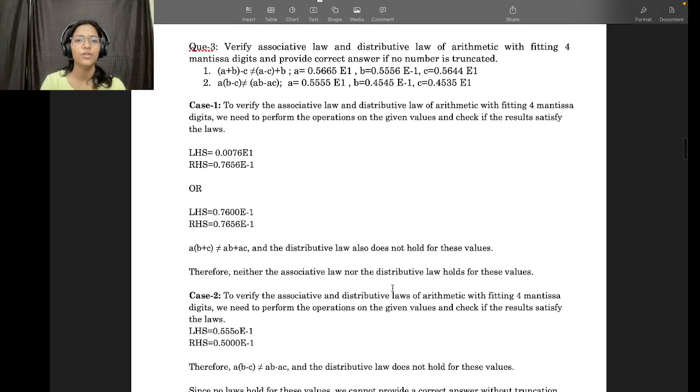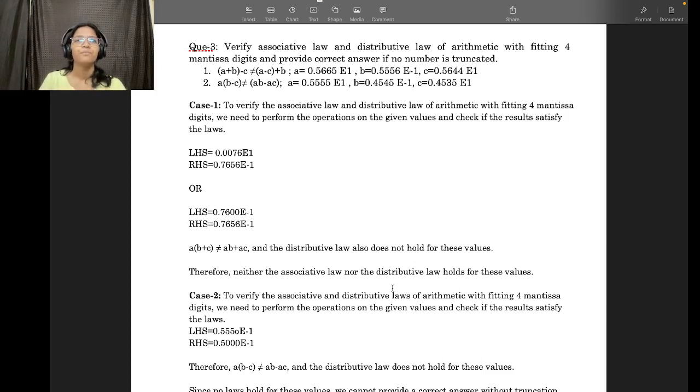Now moving forward to the third question, that is: verify associative law and distributive law of arithmetic with floating mantissa digits and provide the correct answer if no number is truncated. Now as we know, associative law over multiplication is something like a into (b into c), that is equal to (a into b), and outside the bracket there will be the sign of multiplication into c.